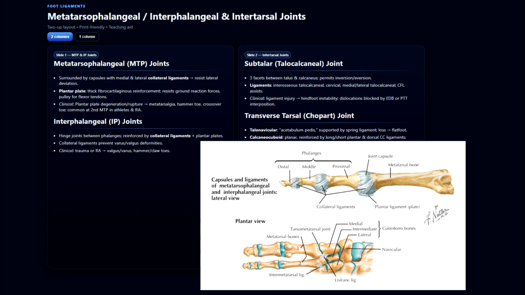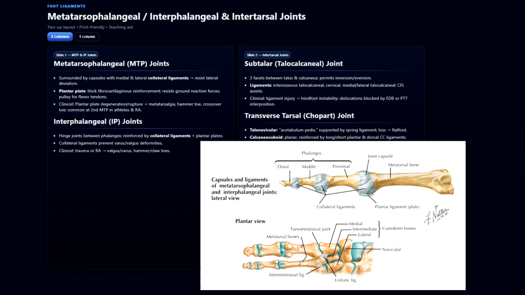The plantar plate also provides a surface over which the flexor tendons glide, essentially functioning as a pulley system that increases the efficiency of toe flexion during push-off. Clinically, degeneration of this plantar plate is a key factor in metatarsalgia and deformities such as hammer toes or crossover toe deformity. In fact, rupture of the plantar plate at the second MTP joint is a common cause of instability and pain in athletes and in patients with rheumatoid arthritis.